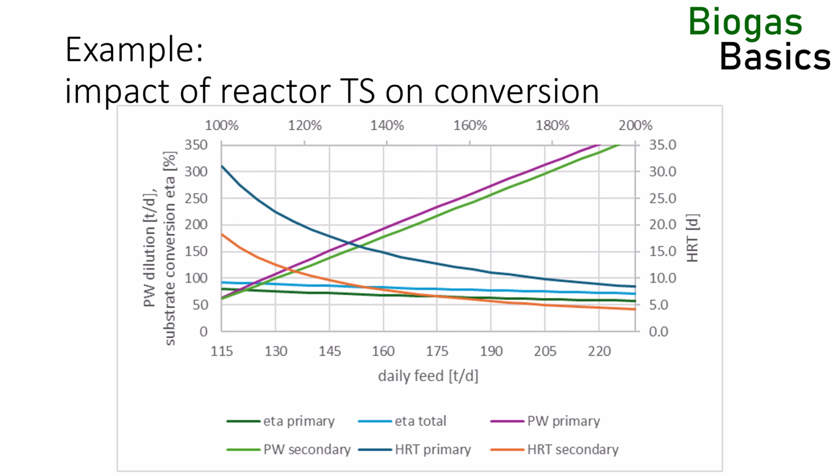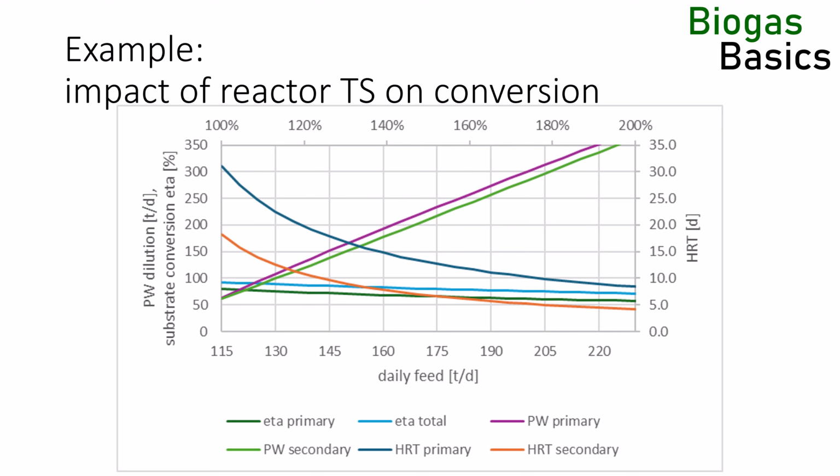At 115 tons per day, we need around 60 tons per day dilution for the primary. But if we double the feed amount, the process water demand increases to more than 360 tons per day. And that is just for the primary digester. The secondary digester needs almost the same amount as well. The dilution stream quickly pushes the residence time in the primary digester down, to a point where the biocenosis becomes unstable and is washed from the digester.